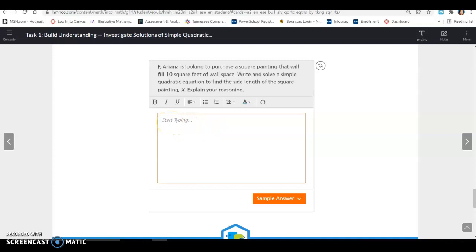So x squared equals 10 would be your equation. To solve it, you would take the square root of both sides. Or you could graph x squared and graph 10 and see where the two points intersect. Let's see what they put here.